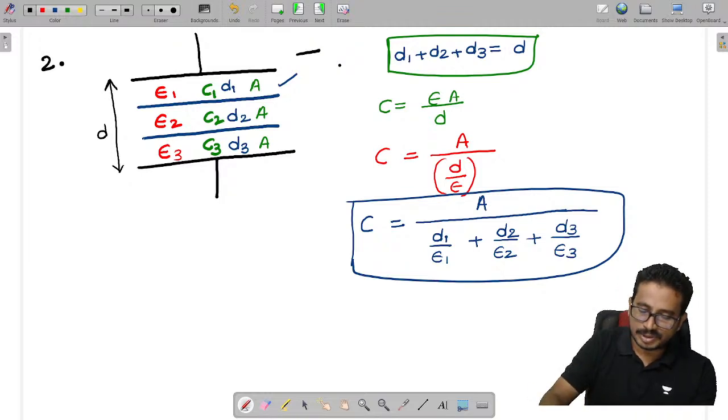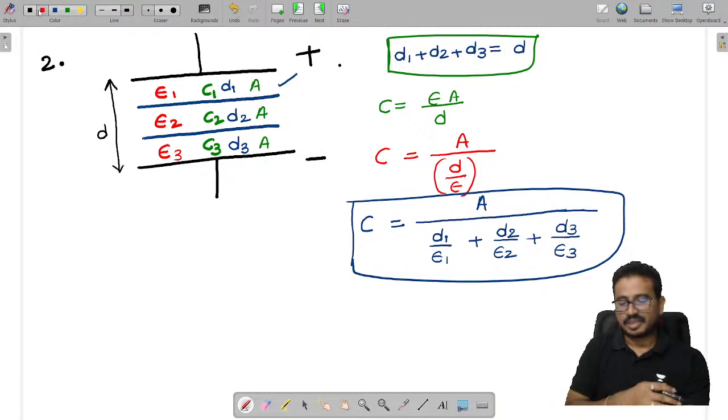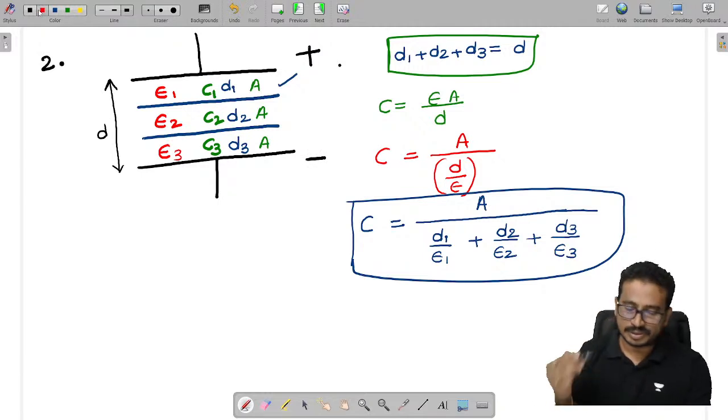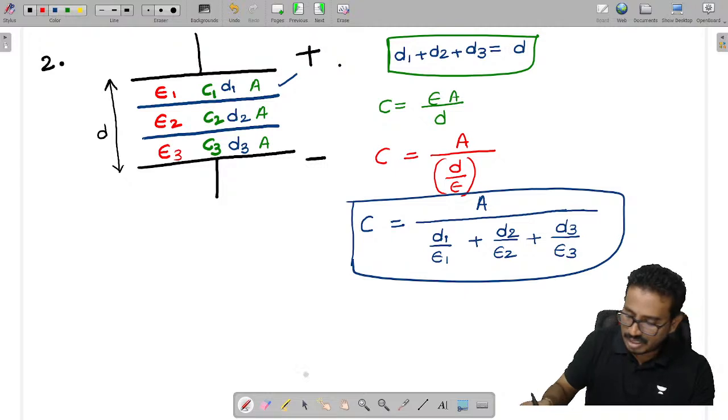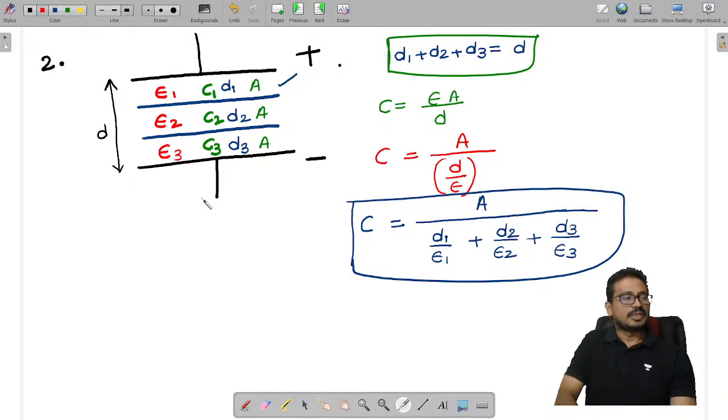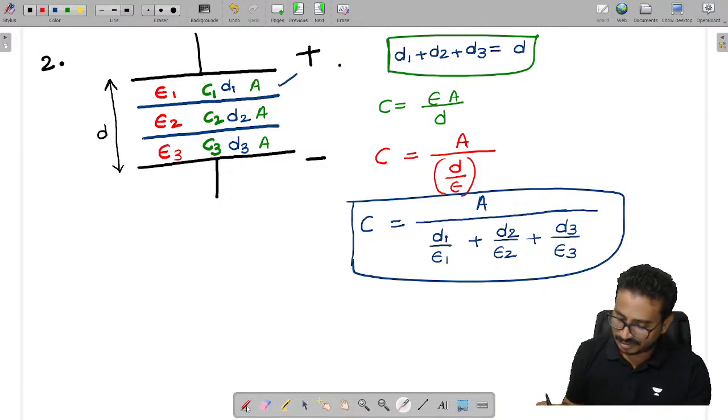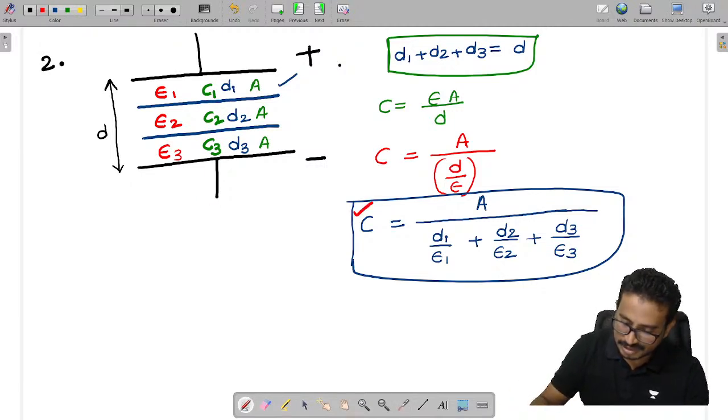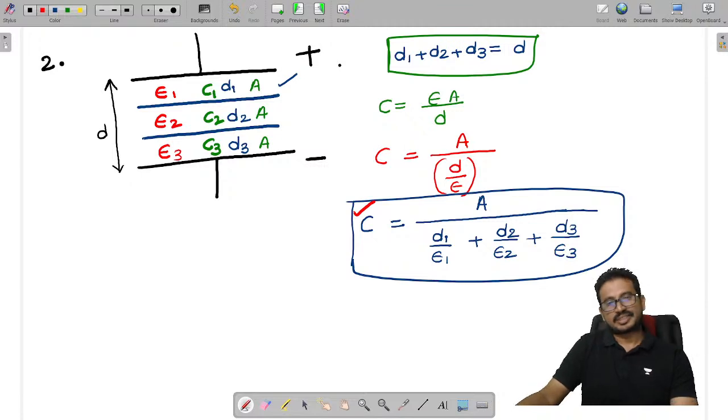Now this is the positive plate and this is the negative connection of the supply. Tell me, how are all the capacitors connected? The current will flow through the same path. For the current we have only one path here. So that means the same current is flowing, which we can say is a series connection. Series connection done.